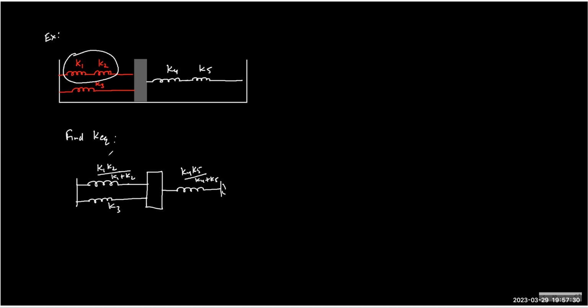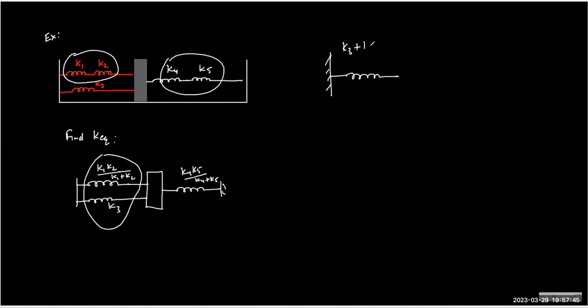And now these two are in which combination? Parallel. Very good. So I can simply add them. So now I no need to write the two separately. I can write K3 plus K1, K2 in series. And here we have only one already, K4, K5.